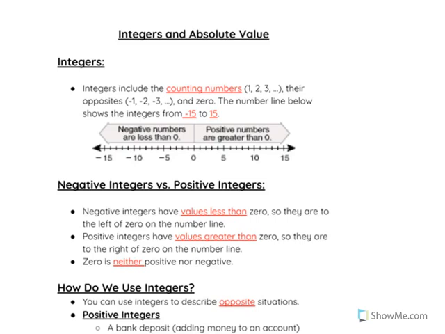Alright, so here on our number line, we have our positive numbers that are greater than 0 and our negative numbers that are less than 0. Remember, the further you go to the right, the larger the numbers become. The further you go to the left, the smaller the numbers become. Negative integers versus positive integers. Negative integers have values less than 0, so they are to the left of 0 on the number line. Positive integers have values greater than 0, so they are to the right of 0 on the number line. 0 is neither positive nor negative. So 0 is a neutral number. It's not positive or negative.